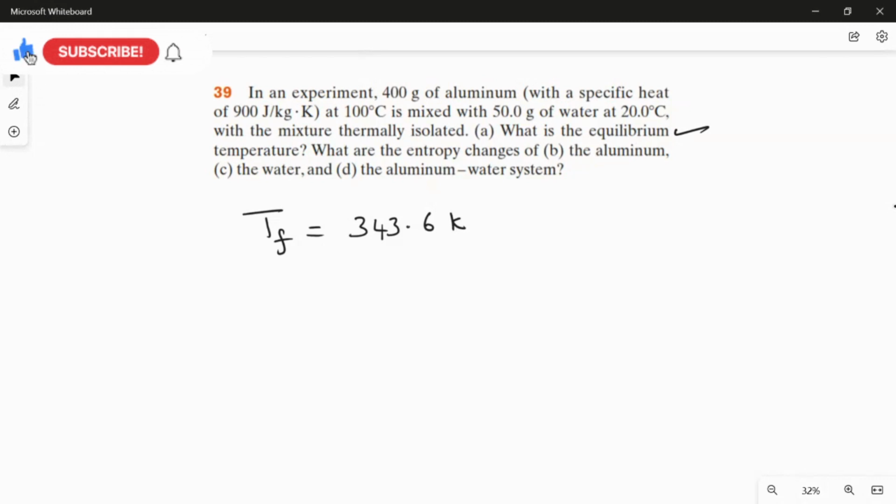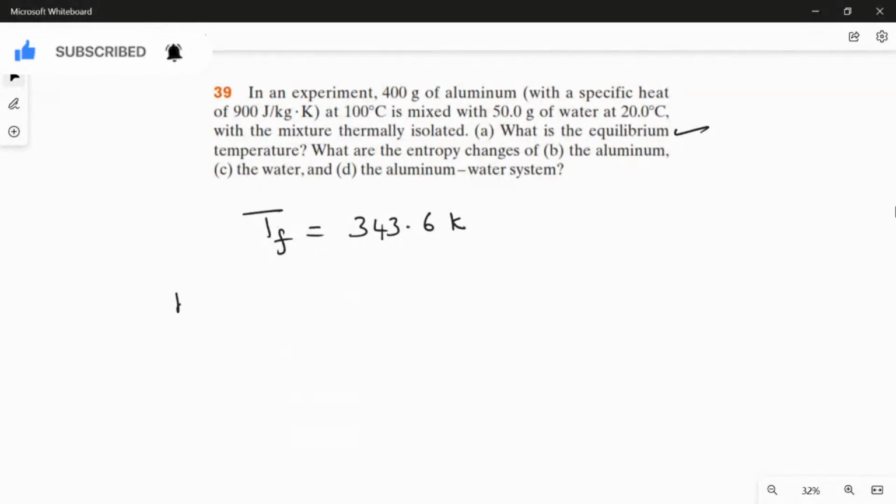So what is this TF? Initially the aluminum is at 100 degrees Celsius, and the water is at 20 degrees Celsius. When you mix the aluminum with water, heat will flow from the hot region to the cold region. That means the aluminum is going to lose heat energy and the water is going to gain heat energy. But after some time, the thermal equilibrium state will be attained for both materials. So the final temperature, 343.6, is for both aluminum and water. We are going to use this value here.